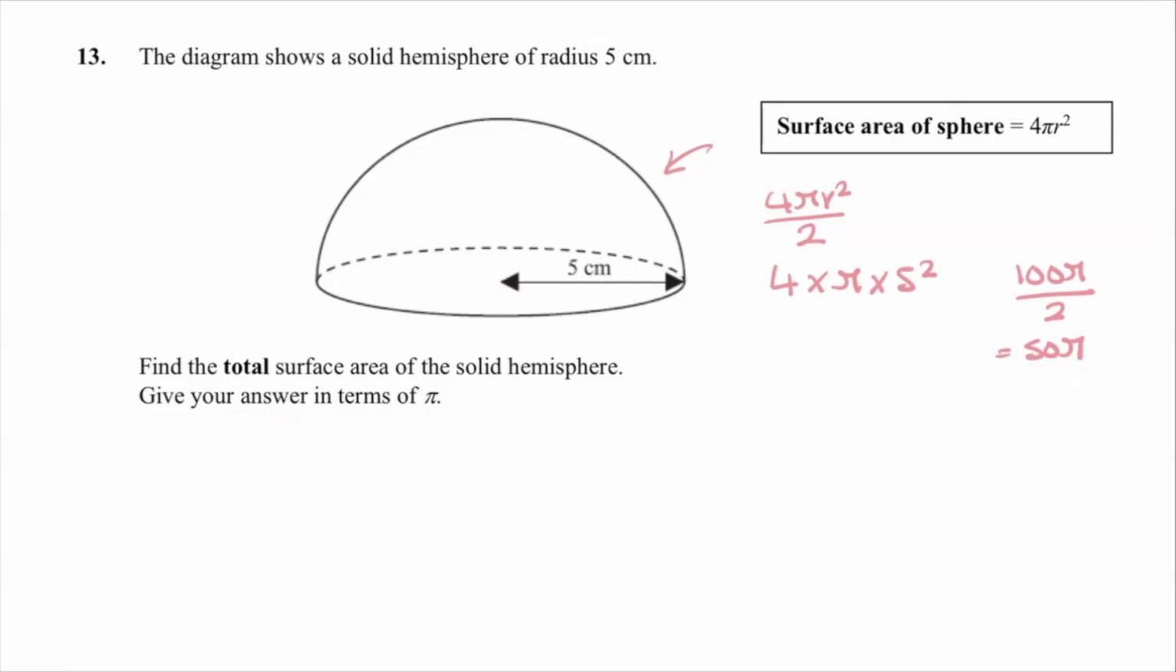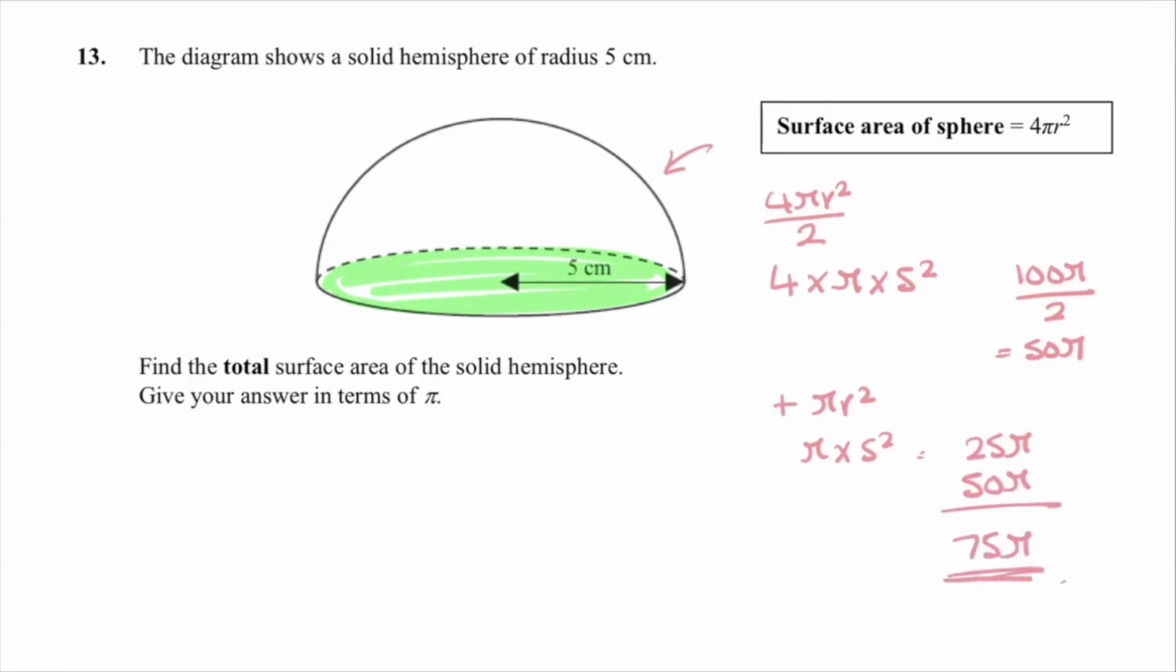Now, this is the curved surface only. If we're going to find the total surface area, I'm going to need to find this part of the surface as well, which is a circle. So we're going to need to add on pi r squared. So we've got pi times 5 squared, which is 25 pi. So add these two, and you get your answer of 75 pi.